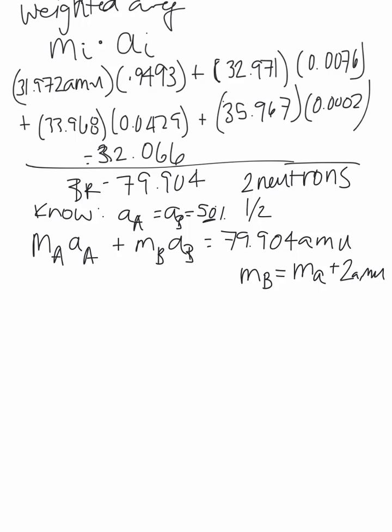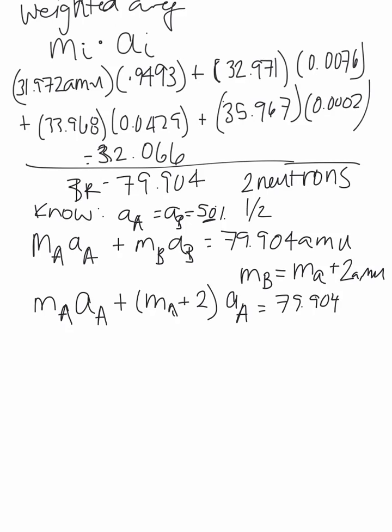And so we can say, okay, the mass of A times the abundance of A plus the mass of B, which we know to be the mass of A plus 2 AMU, times the abundance of A equals 79.904 AMU. So by putting in those substitutions, we've put our equation in terms of A, so we can solve for A and then back calculate for what B should be.